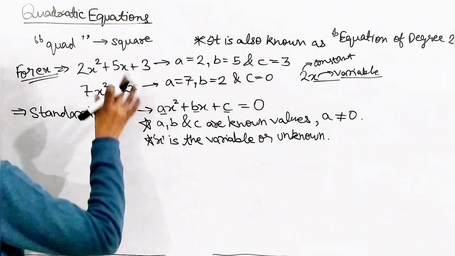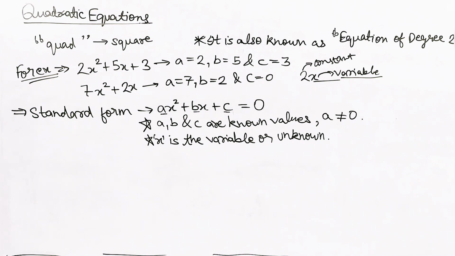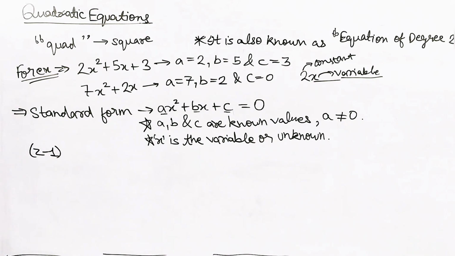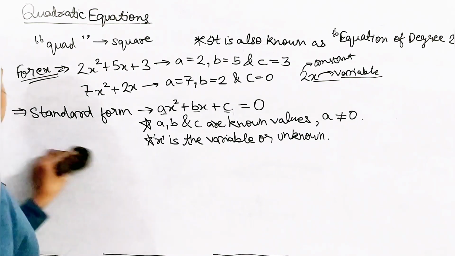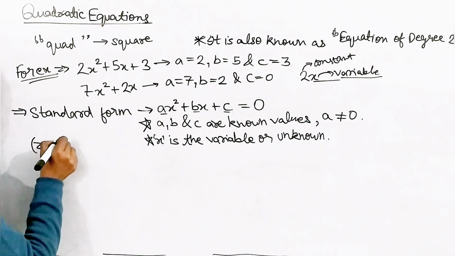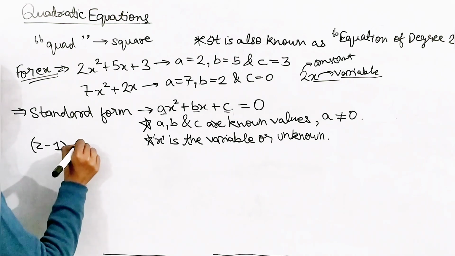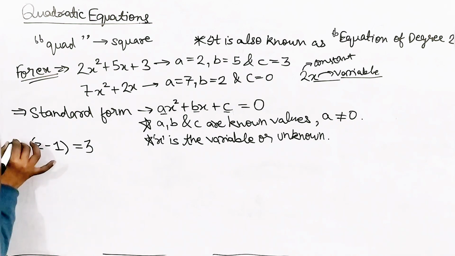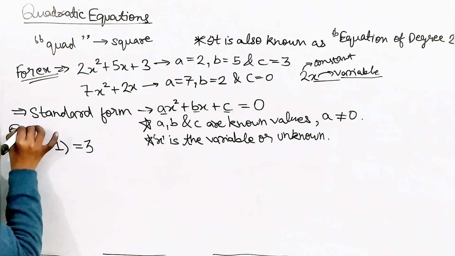Let's take one more example. How about I say z minus 1? Let me write it again, just wait a second. So this z minus 1 is equal to 3. What is this? An example.